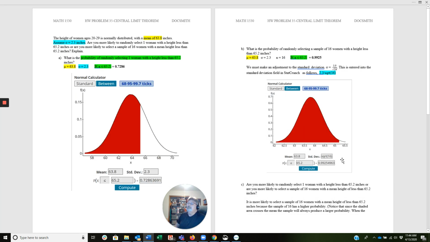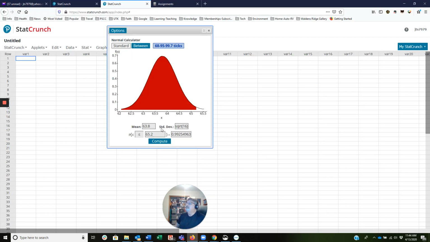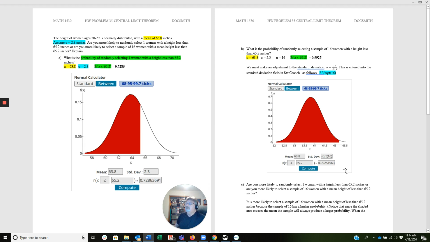Let's go ahead and leave this. And did I put everything in right? 63.8, 2.3. Well, let me have one more look at StatCrunch and make sure. Yeah, we're good. Okay, so now we see this probability is significantly larger than this probability.